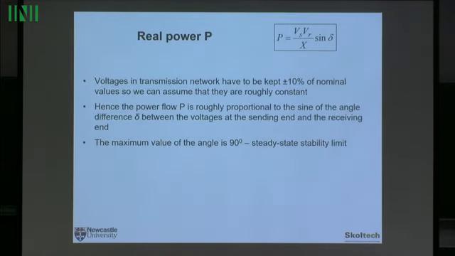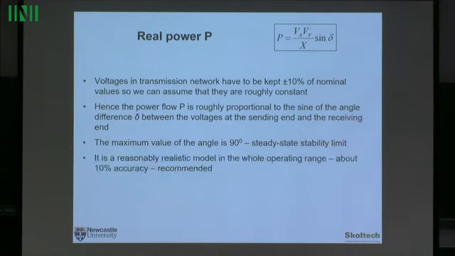So of course, immediately we get that the maximum value of the angle is 90 degrees. This is the steady state stability limit, and this is quite a reasonably realistic model in the whole operating range. So when you are looking at simplified power network models and you are interested only in the real power, this is quite a realistic assumption. That gives about 10% accuracy. And it's important that it is valid in the whole operating range because we have sine over here.